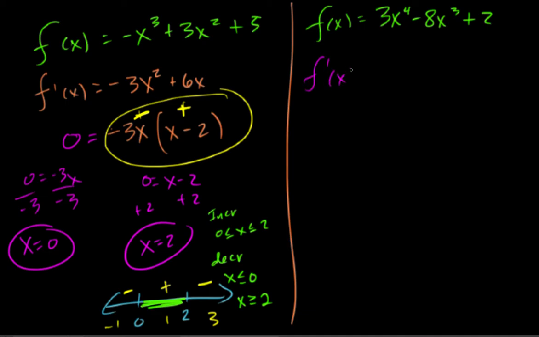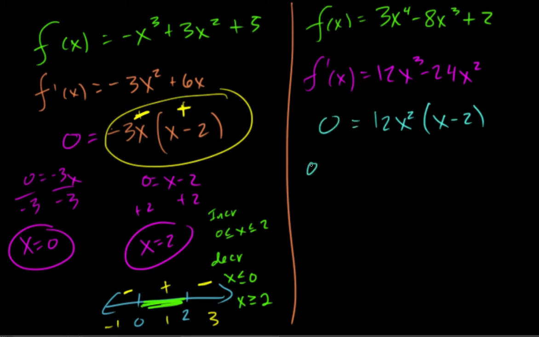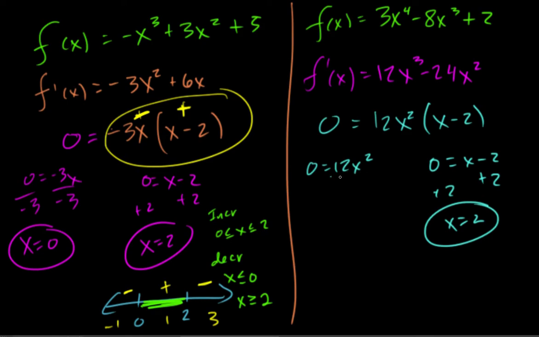So our derivative is going to be 12x cubed minus 24x squared. We're going to factor out a 12x squared. That leaves us with x minus 2. And if I set this equal to 0, we can break them apart. So we add 2, x is equal to 2. Divide by 12, square root. We end up with 0 is equal to x.